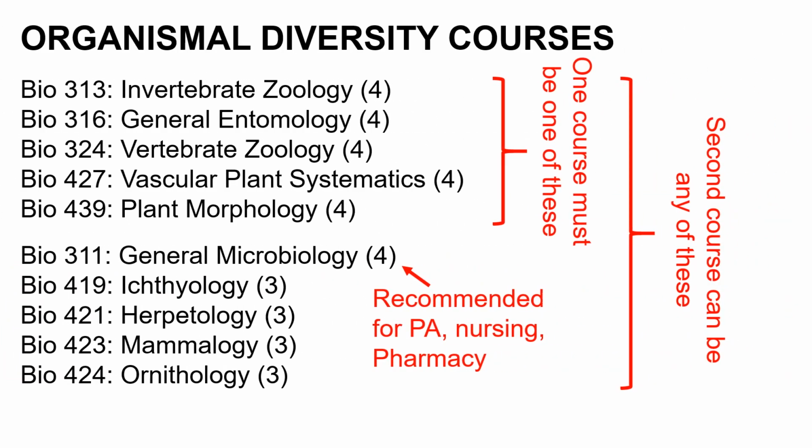All majors are required to take 2 organismal diversity courses. One of these courses must be from the first part of this list: invertebrate, entomology, vertebrate, or one of the 2 plant courses. The second course can be any course from these 10, except for one you've already taken, of course. If your professional school plans include physician's assistant, nursing, or pharmacy, then you should consider taking Biology 311 because those programs typically require microbiology as a prerequisite.